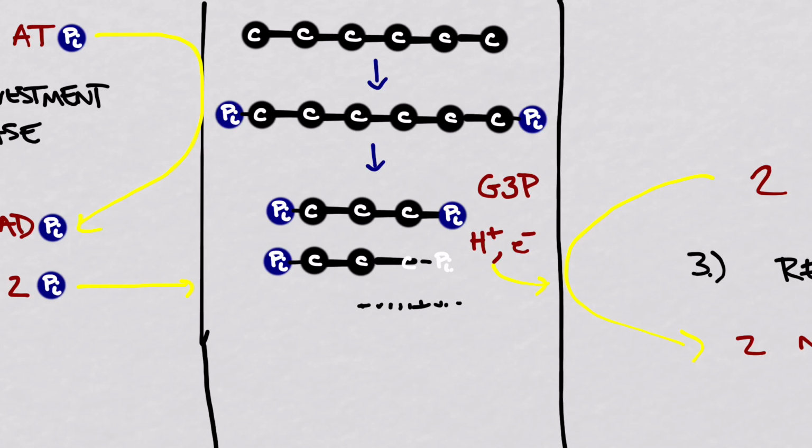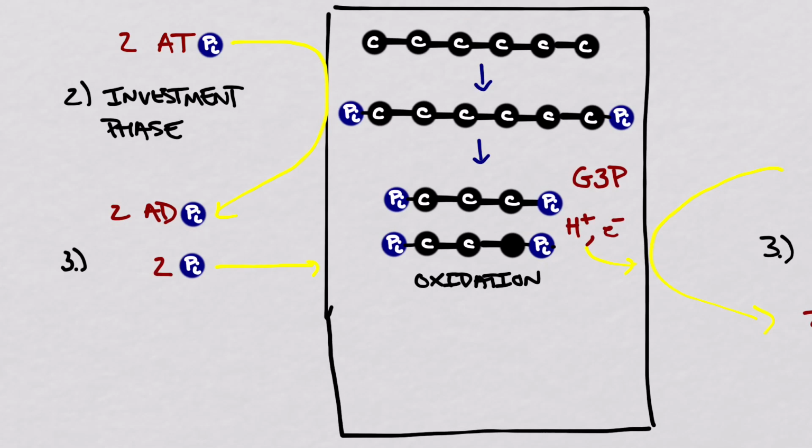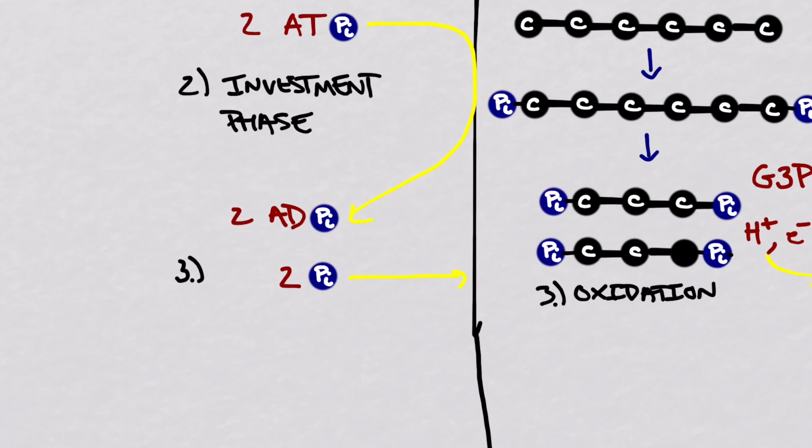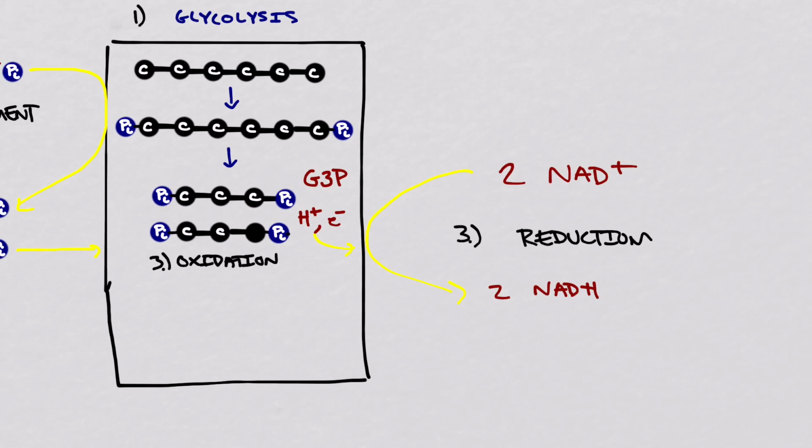So this is also part of step 3. So, 3 pieces. Number 1, the phosphate gets dumped off. Number 2 and 3 is that we have this reduction-oxidation reaction. So G3P is oxidized because it loses an electron, and NADH is reduced because it gains an electron.